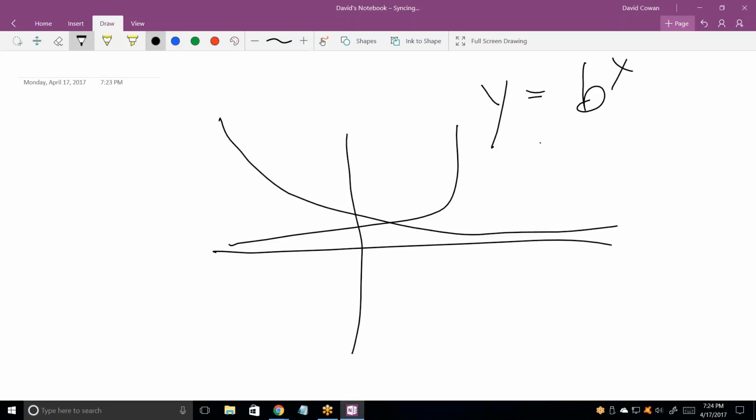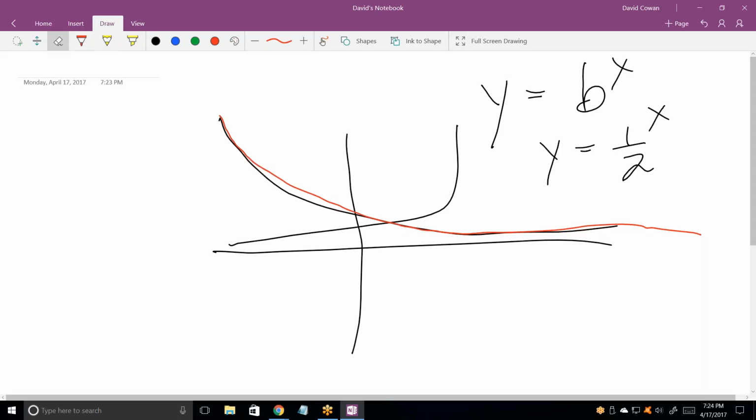In other words, if I have y equals 1/2 to the x power, notice that when we start exponentiating fractions, they get smaller. 1/2 squared is 1/4. 1/2 cubed is 1/8. So the curve has to be this one here. It's going down. Is that a really shallow curve then? Well, it's the same as my black curve, only it goes from big to little.